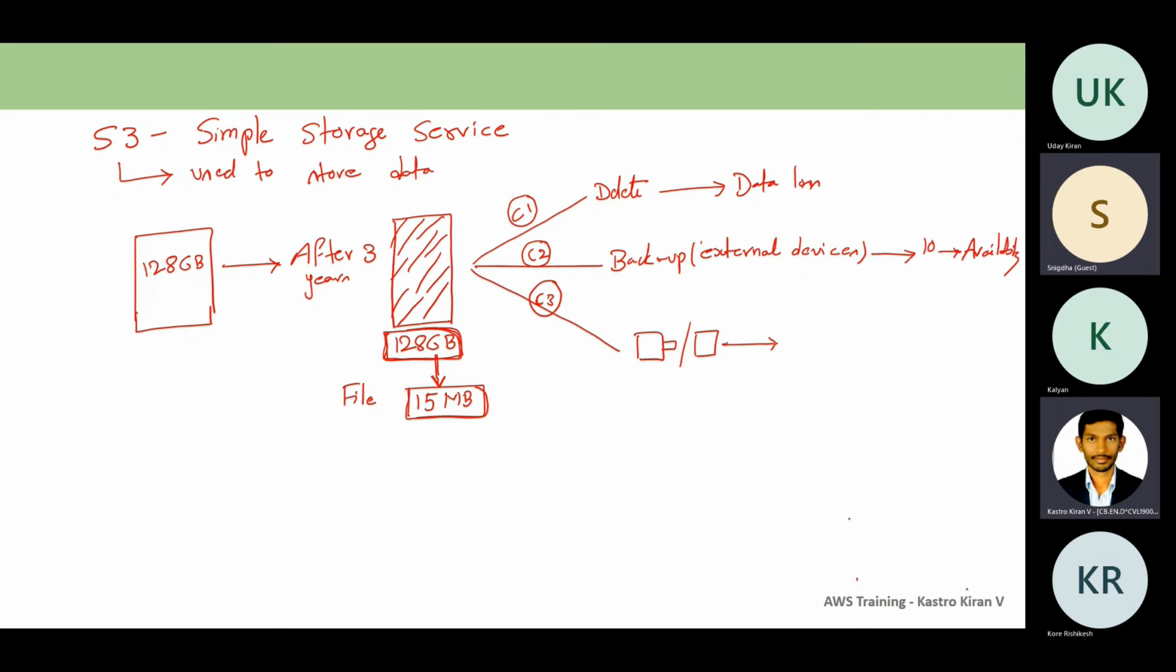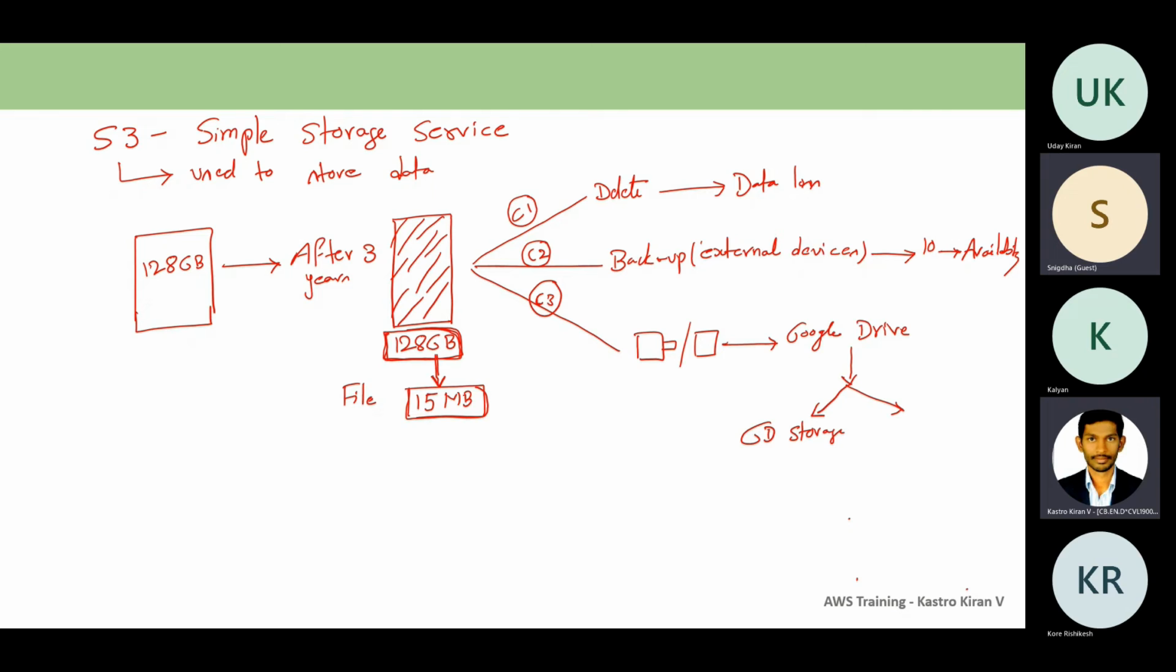When you don't have the external devices, you will try to upload the files to Google Drive. This is one possible way. When you are uploading the files to Google Drive, two things will happen. The first is that your Google Drive storage capacity is being utilized.